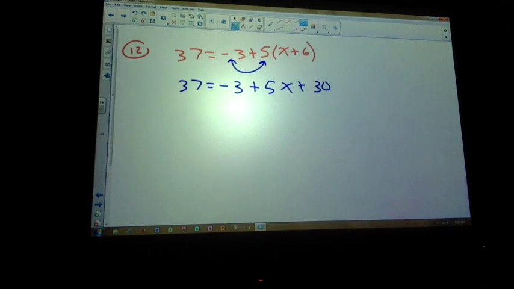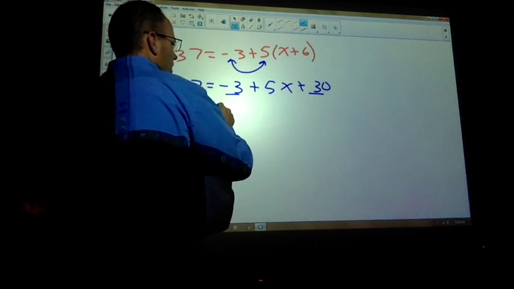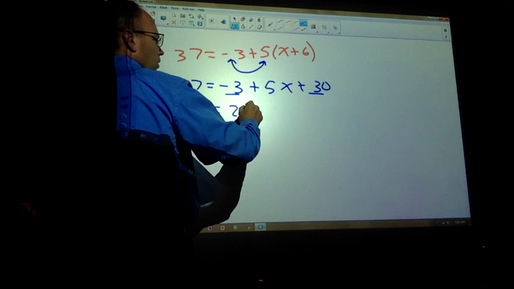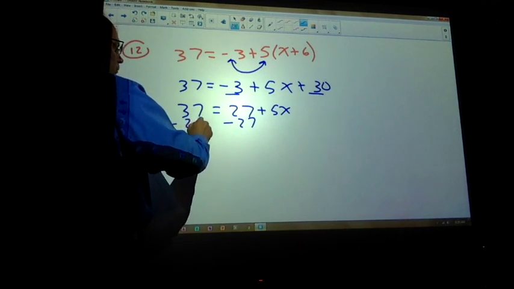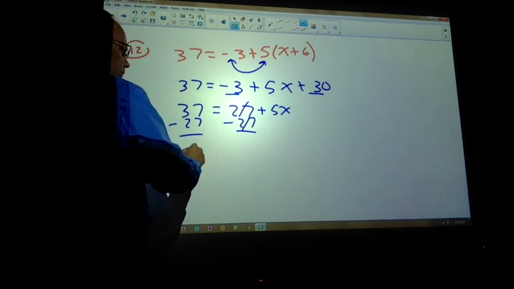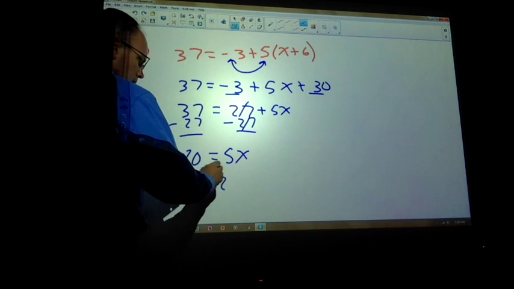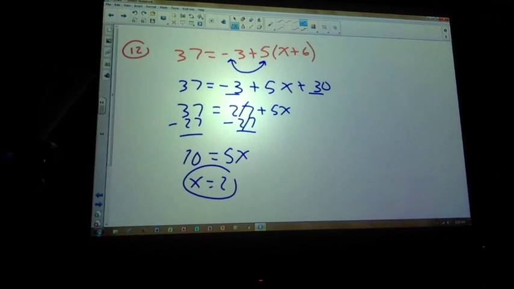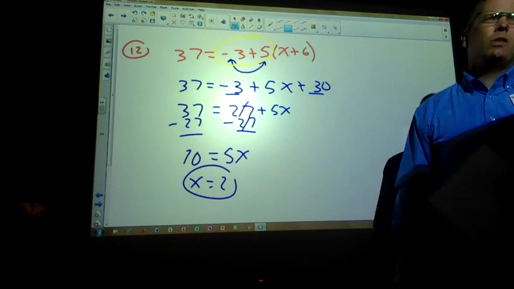Distributed the 5. You do not combine the -3 and the 5 together first. So then we can combine like terms. This is going to get us a much different answer. I've got 10. And then x equals 2. And then they had come up with 12.5. So just a little tiny error doing that first, that's a huge error.